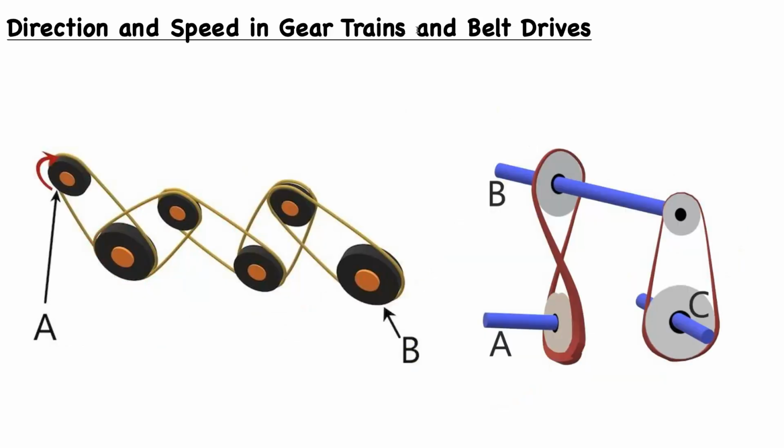So let's also talk about what's called belt drives, which is very similar to gear trains, and we can consider the speed and direction in them as well. So we'll consider two systems just the same as we did before. So we'll start with this wheel A, that is to the far left of the belt drive. So if this is rotating clockwise, as it is indicated by this red arrow, let's see what direction we expect that the wheel B will be rotating.